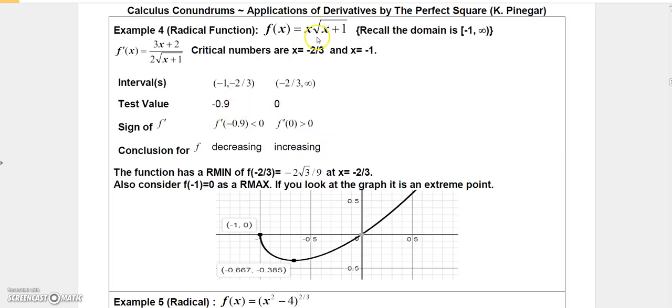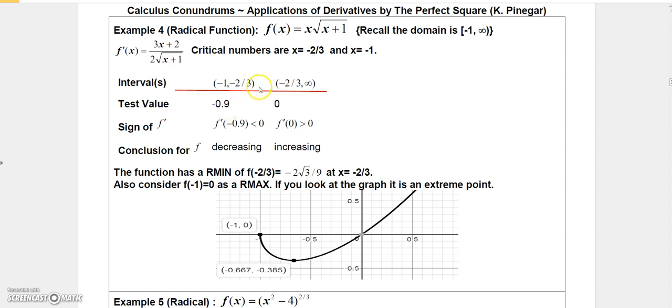Okay, now remember this function's domain is negative 1 to infinity. And earlier we found the critical numbers were negative 2/3 and negative 1. So when we did this problem, we know that right here it starts at -1 and then goes to infinity, and right here is -2/3 where we broke it.